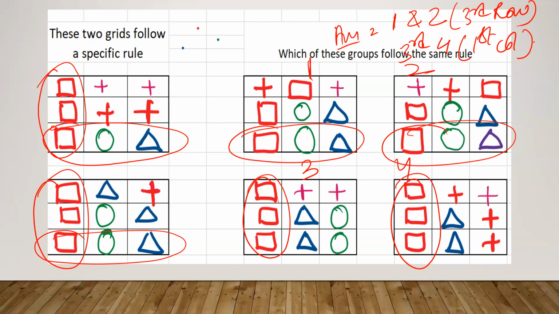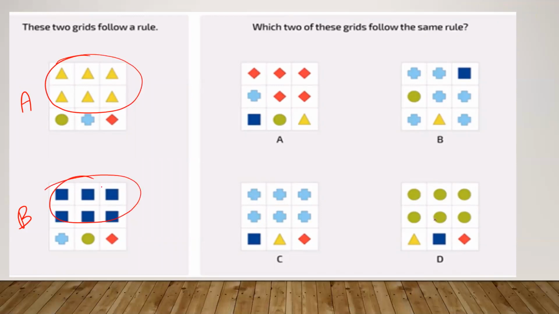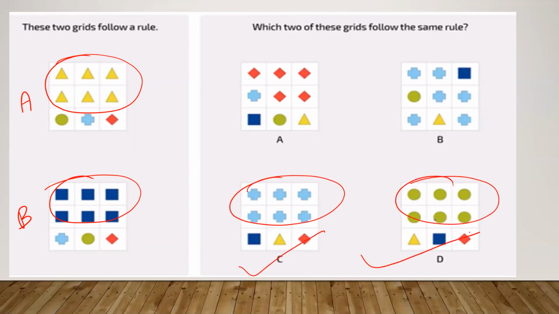So ultimately, this is the answer I can say. Going further, if you see this, here you see this is A, this is B. So here the first two rows are the same. So in this option, the first two rows should be the same. This is the answer. Clear?